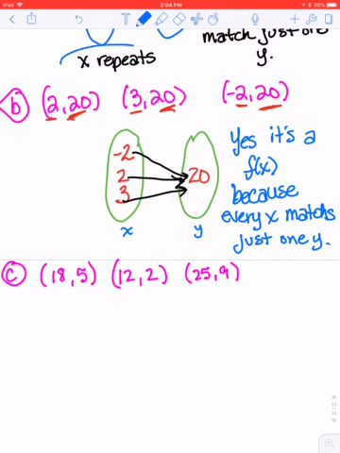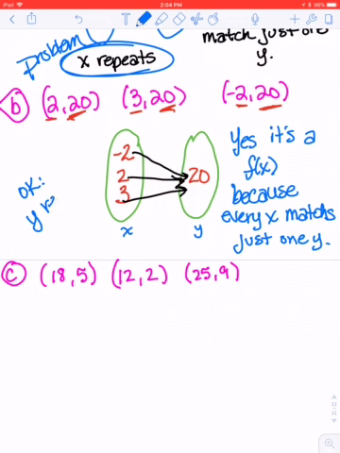Now remember, here's the big thing. X repeating is a problem. And it's okay if the Y is what repeats. That doesn't keep it from being a function.